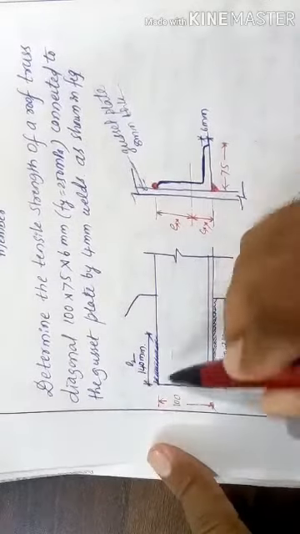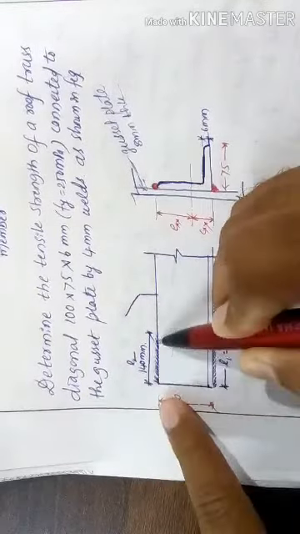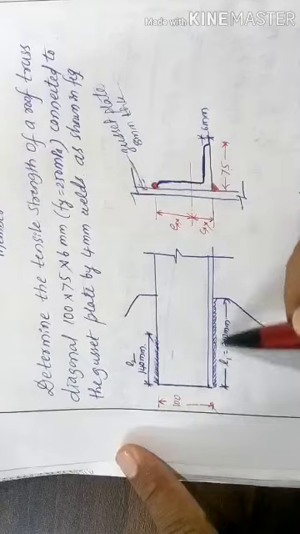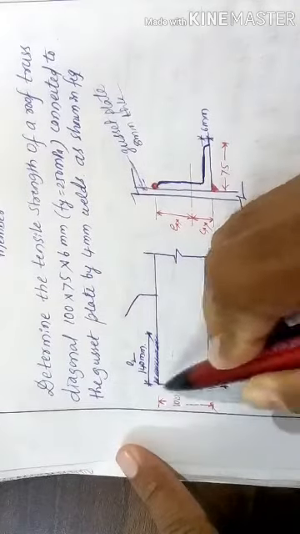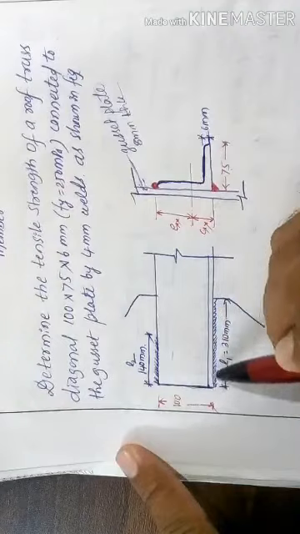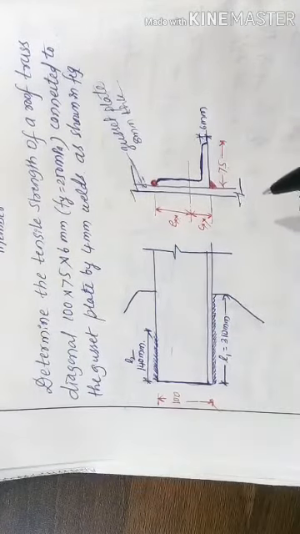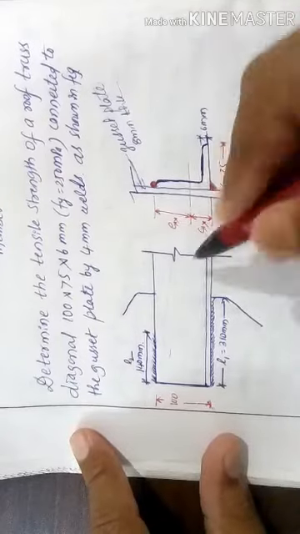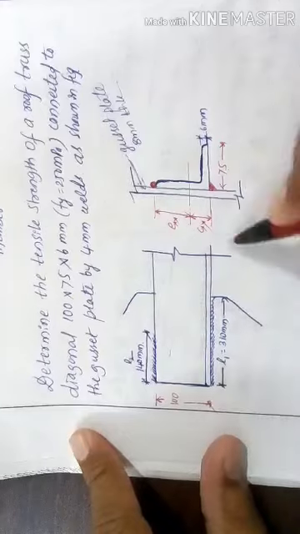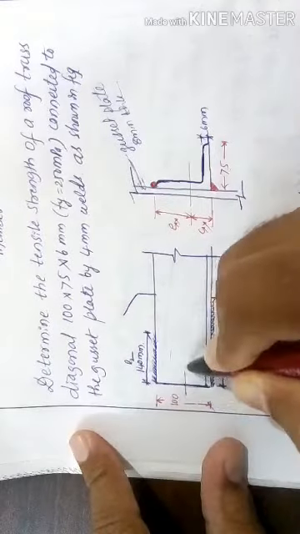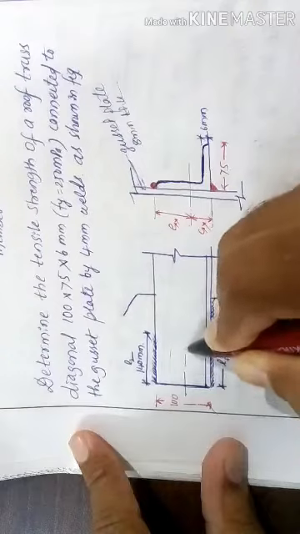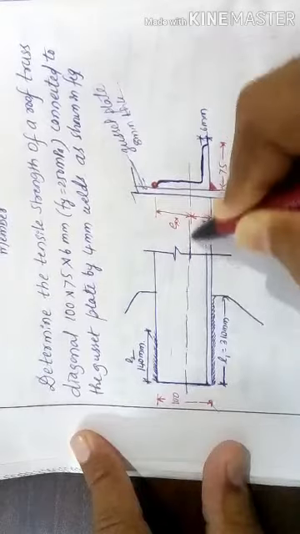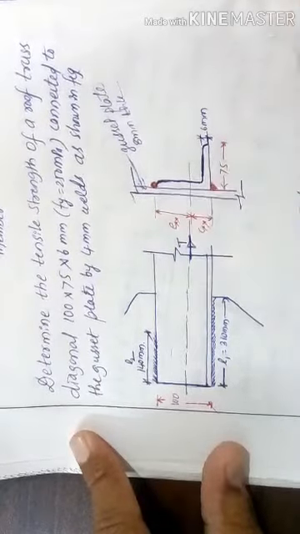And the length of the weld applied is given. This side is 140 mm. Let us take this length as L2, and this side as 310 mm. Length of the weld is given, and this side is 100 mm weld. Here the length of the weld and the angle section will be given, so for this you have to calculate the strength of the member. This is the centroid, and you have to calculate the strength T.